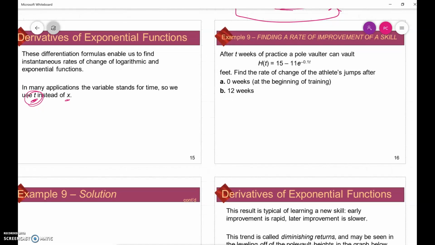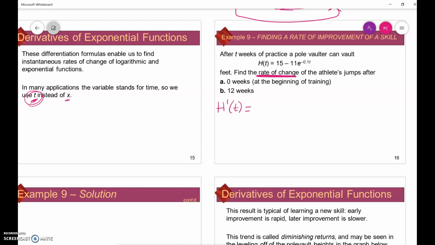After t weeks of practice, a pole vaulter can vault h of t equals 15 minus 11 e to the negative 0.1 t feet. Find the rate of change of the athlete's jump after 0 weeks, which is at the very beginning of training, and then again after 12 weeks. So if we're finding rate of change, just like in other sections when we're dealing with derivatives, find the rate of change is your hint that you have to find the derivative. So I have the derivative, or h prime of t.